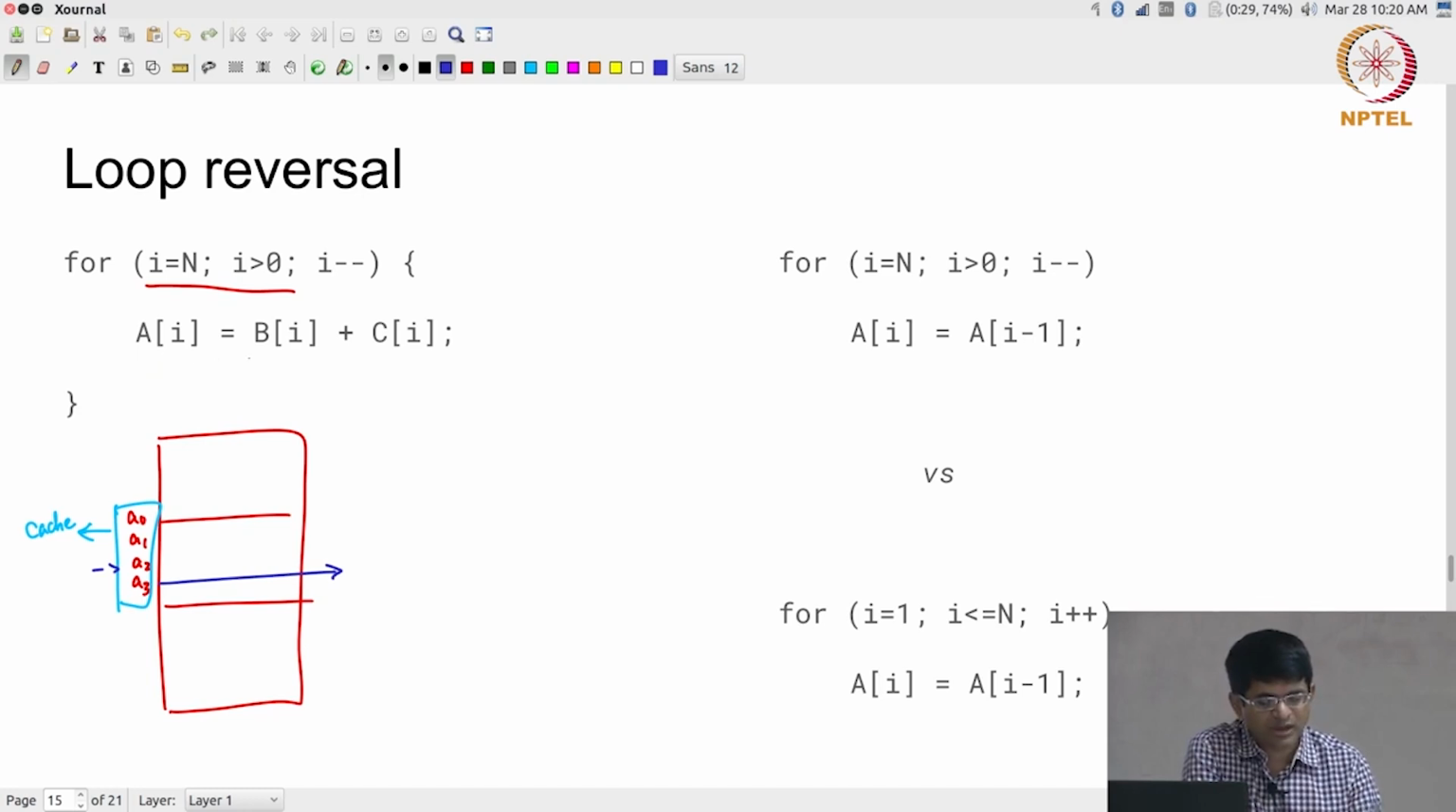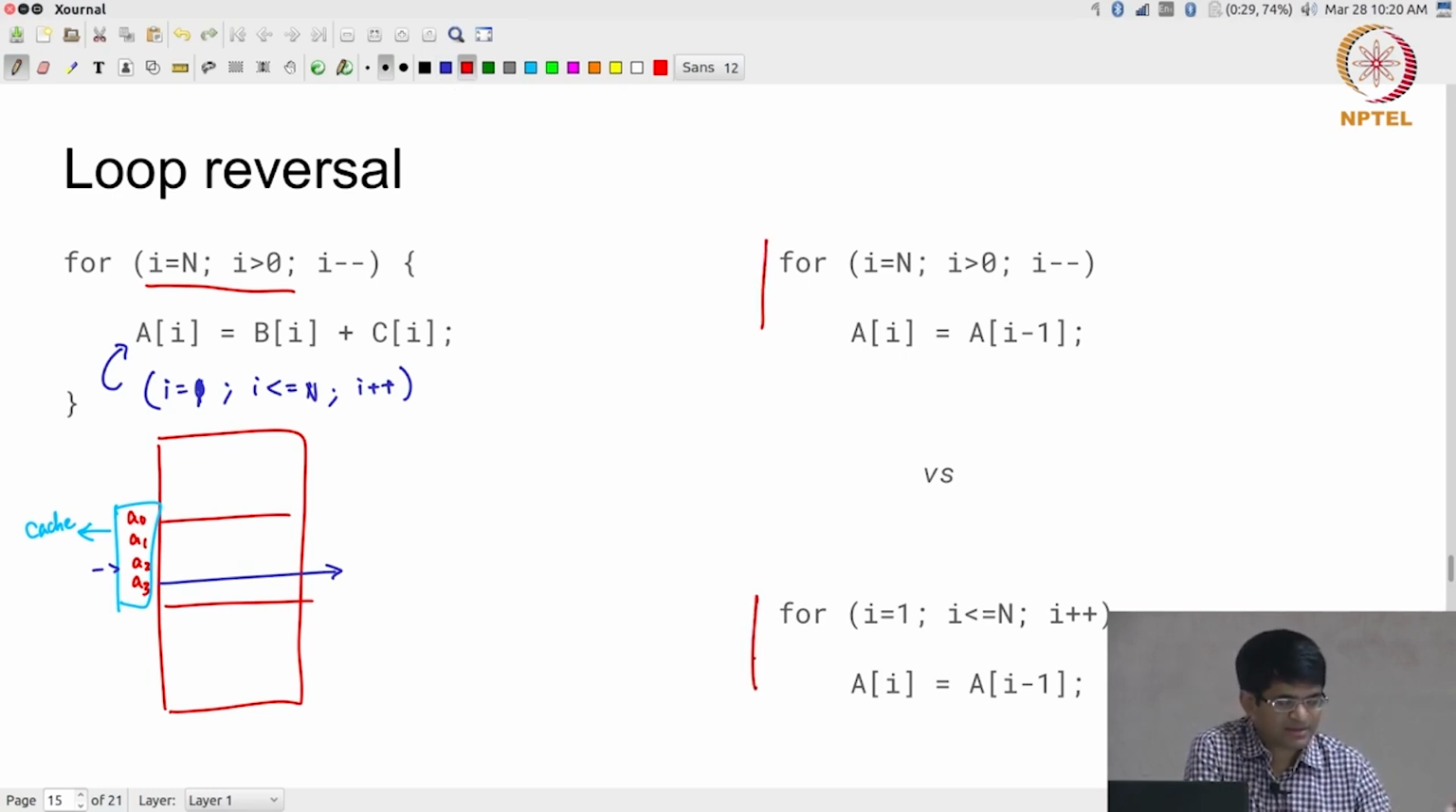So it is possible that by reversing this, making it i equal to 1, i less than or equal to n, i plus plus, and doing this, you get the same behavior, but the way that memory is accessed changes and can potentially improve. It is not guaranteed once again, okay. But you have to be very careful.